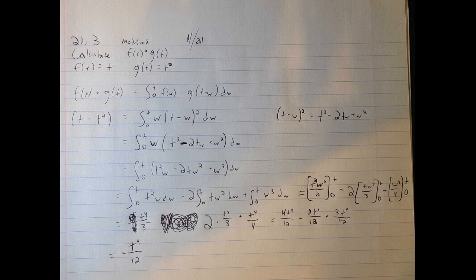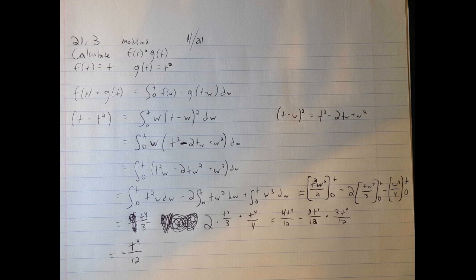So if you put in f of t and g of t, you get t times t squared equals the integral from 0 to t of w, that's instead of t, and t minus w squared dw. If we distribute that out, we get t squared minus 2tw plus w squared. Then we have w times that times dw. If we distribute out the w also, then we have t squared w minus 2tw squared plus w cubed dw.